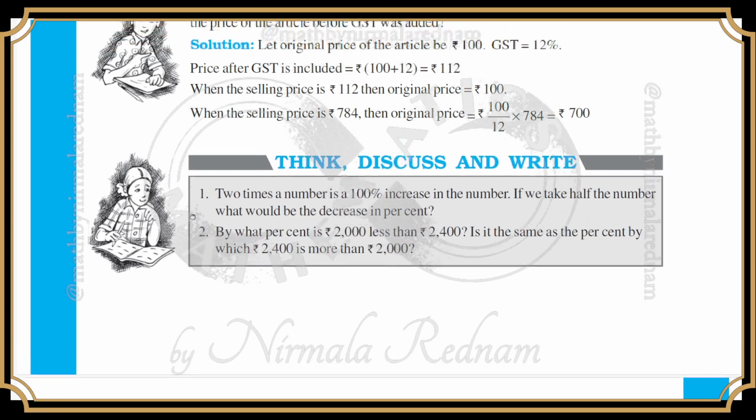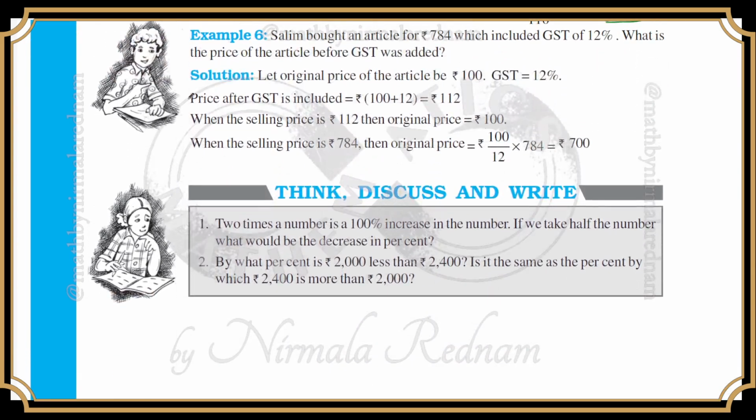Next question. Salim bought an article for 784 rupees, which again included GST. What is the price of the article before GST was added? Again, the percentage world. 100 is the cost of the item.